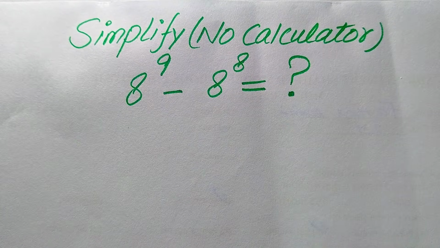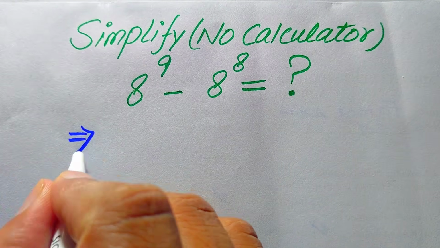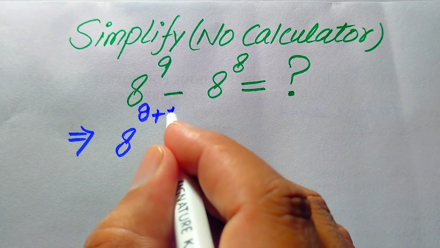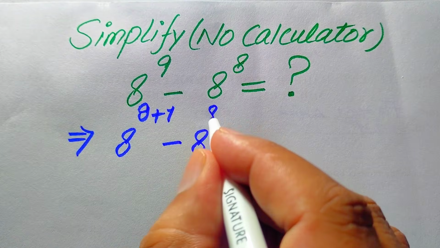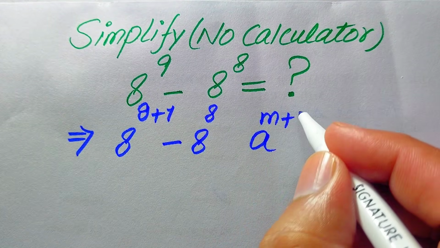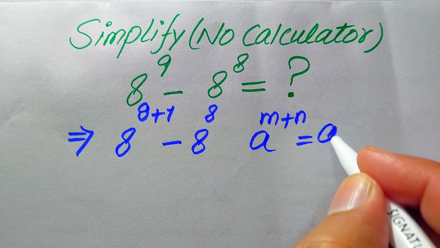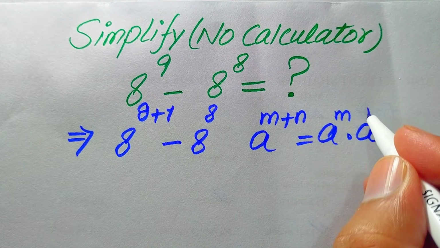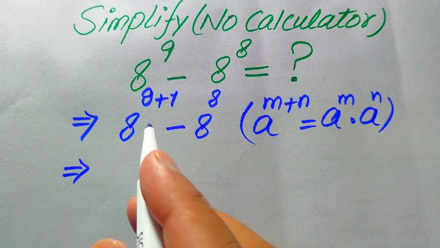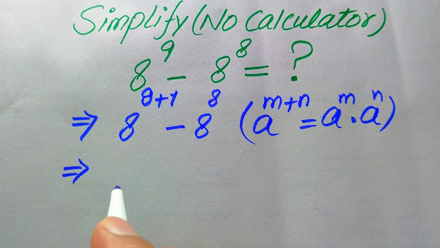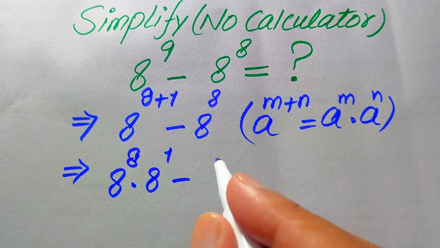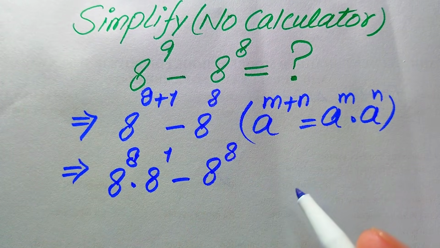So first, we rewrite this expression. We write 8 to the power of 9 as 8 to the power of 8 plus 1, minus 8 to the power of 8. And here we use the exponent rule you know about: a to the power of m plus n equals a to the power of m times a to the power of n. According to this rule, we break this exponent as 8 to the power of 8 times 8 to the power of 1, minus 8 to the power of 8.